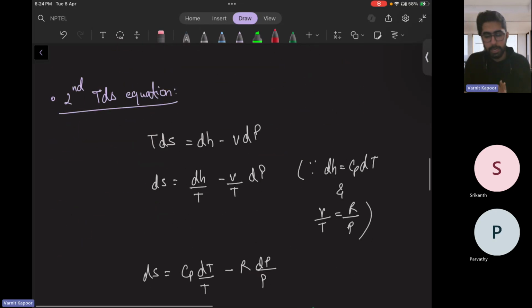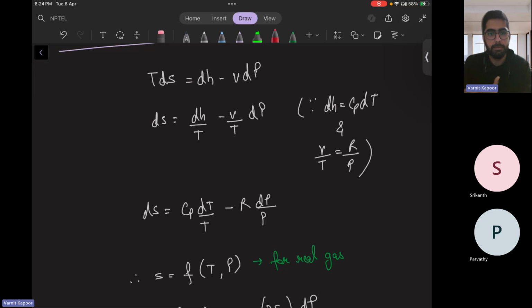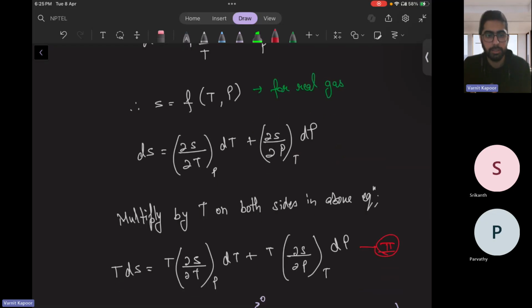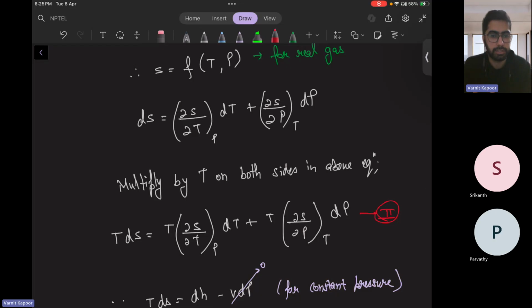So in the second TdS relation, this time your TdS relation is in terms of dH minus VdP. Take the T on the right hand side. ds is Cp dT minus R dP by P. So for our real gas, entropy is a function of temperature and pressure. You apply the chain rule: ds can be written as ∂s/∂t dT at constant pressure, plus, at constant temperature, ∂s/∂p dP. Multiply by T on both sides: TdS is T ∂s/∂t at constant pressure dT plus T ∂s/∂p at constant temperature dP.